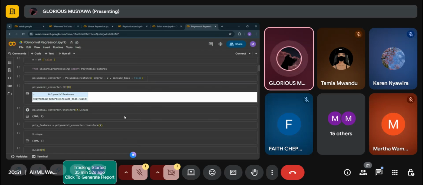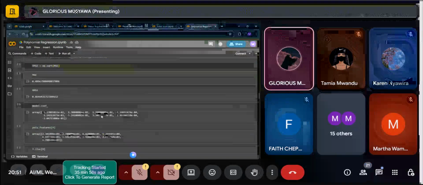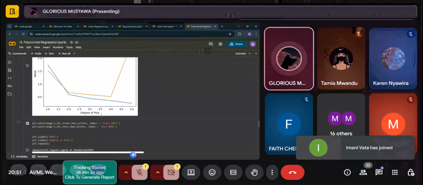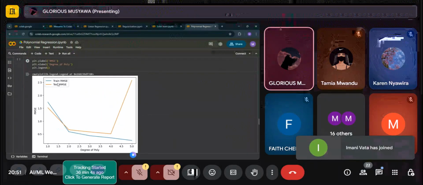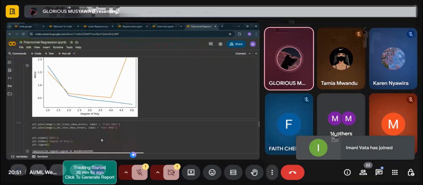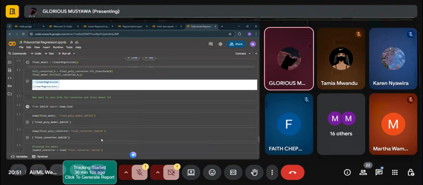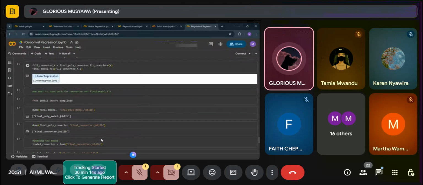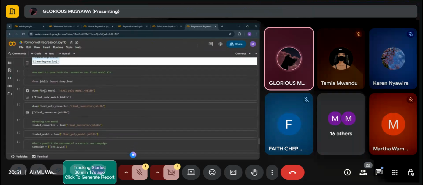For polynomial, you can see it's still the same old, but that's not what I want to show you guys. I also did a small comparison to see how my train and test are doing. Yeah, it's a lot of comments. So this last part is where I'm rushing to now.